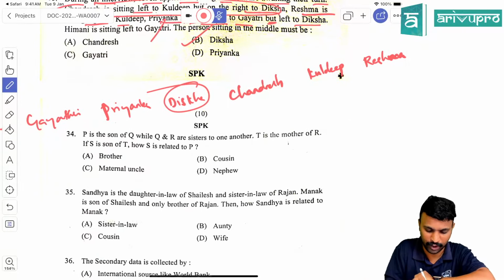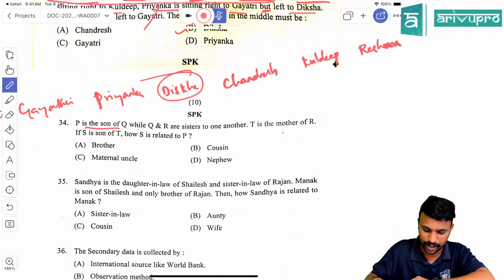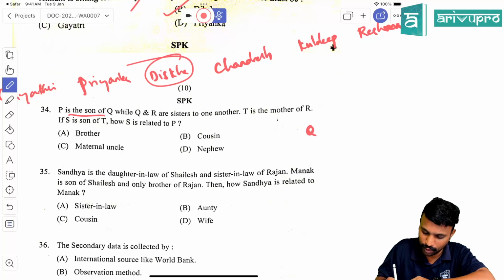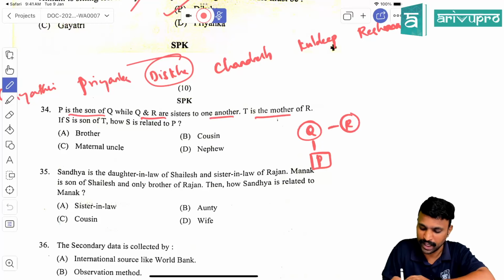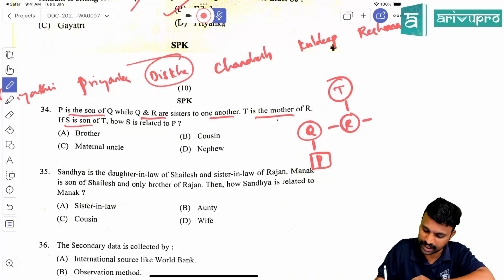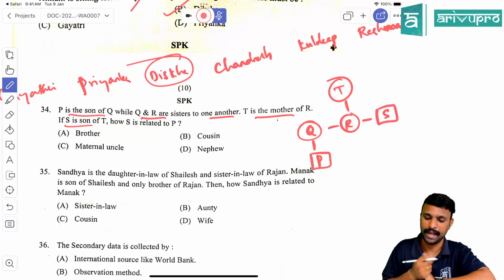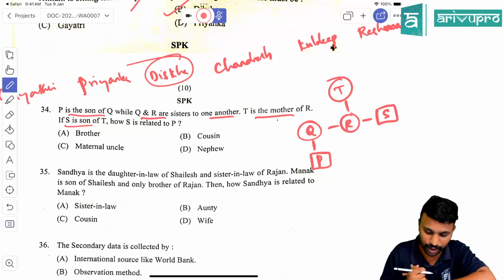P is the son of Q. P is the son of Q. So how do you mark? Below Q, P should be son means male. Q and R are sister. Q and R are sisters to one another. T is the mother of R. So T is the mother of R means T should be above R. S is son of T. S is son of T means a sibling to Q and R. Correct? S is son of T means obviously sibling to Q and R.